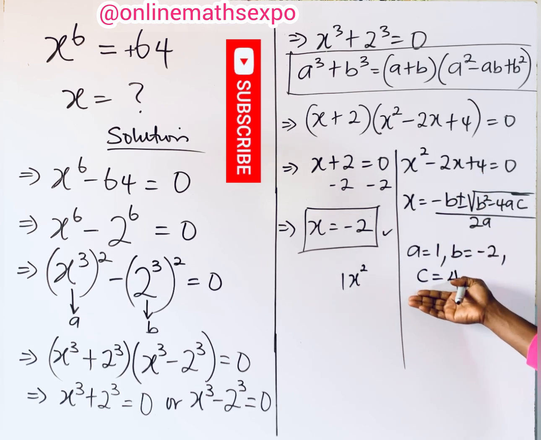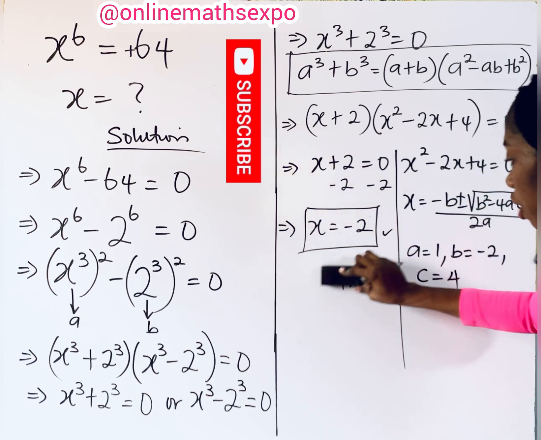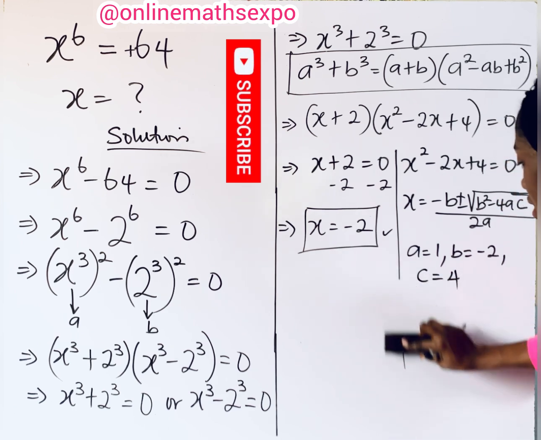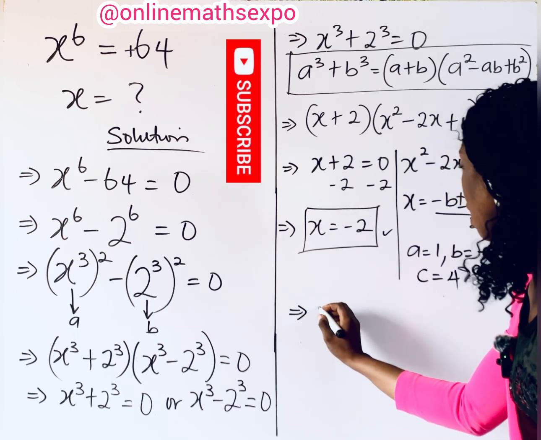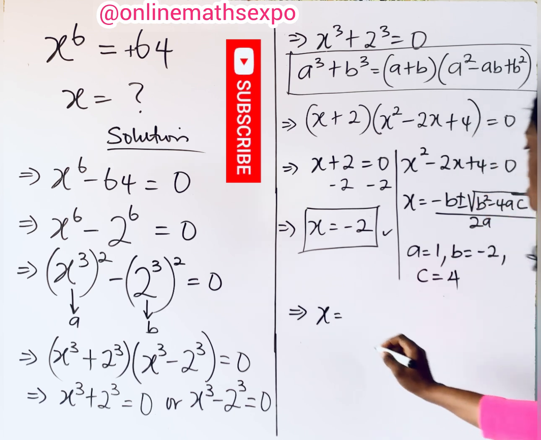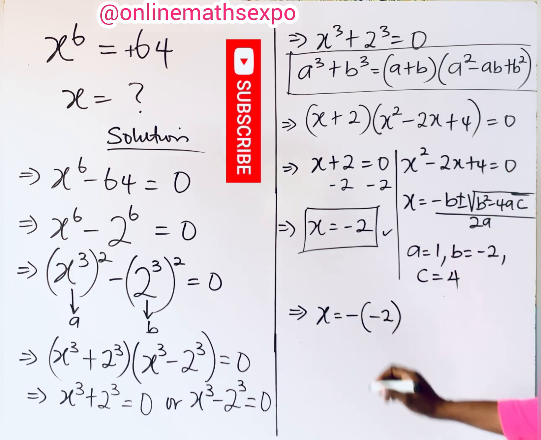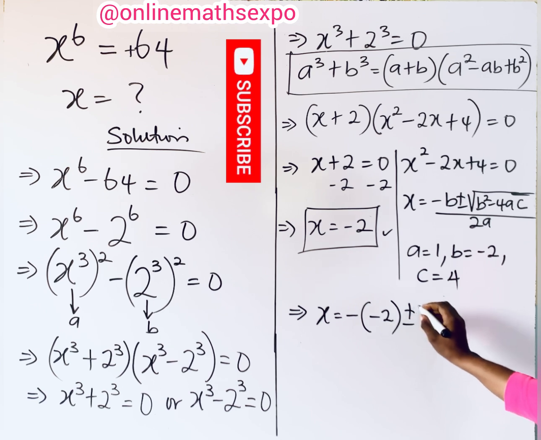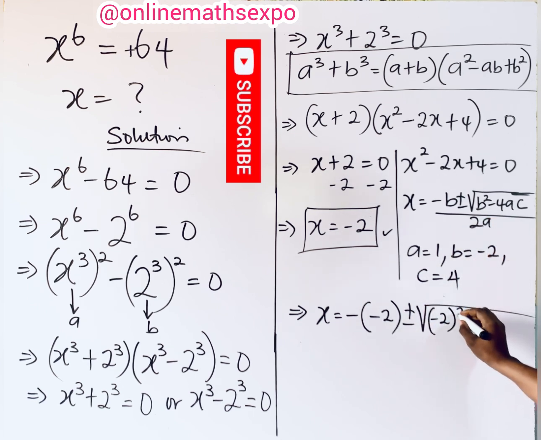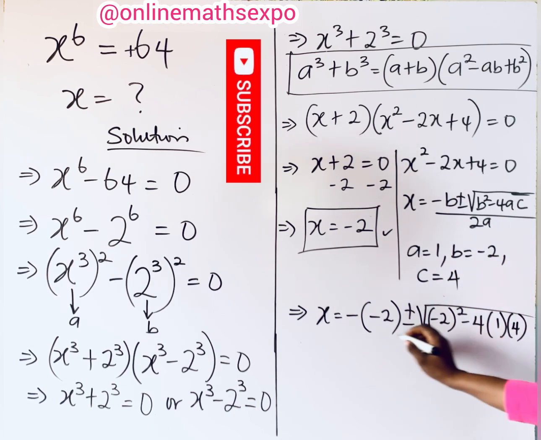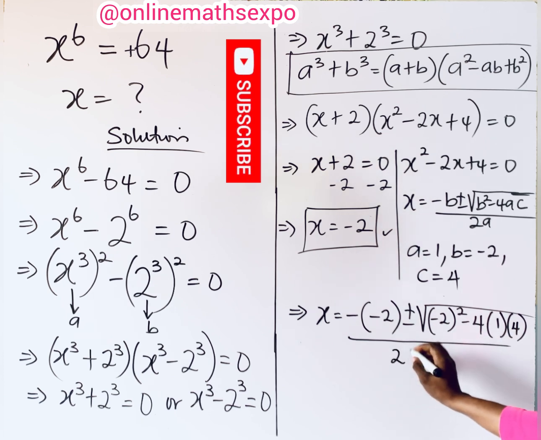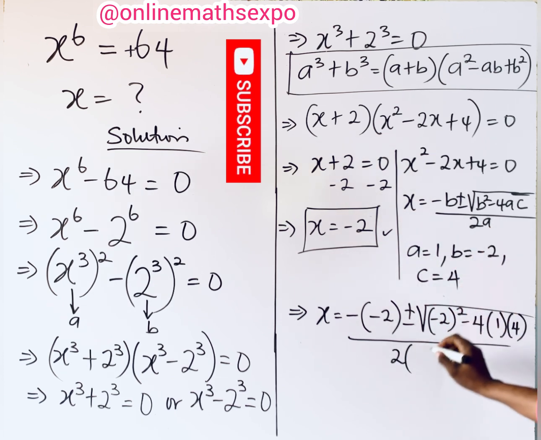So we are going to plug this into this formula, and if you do it, we are going to have x is equal to negative into, our b is negative, did you see that? Then plus or minus square root of, your b is also -2, you square it, minus 4, our a is 1 and our c is 4. Okay, then divide it by 2 multiplied by our a, which is 1.